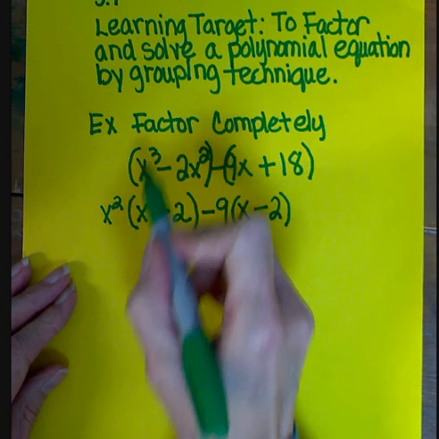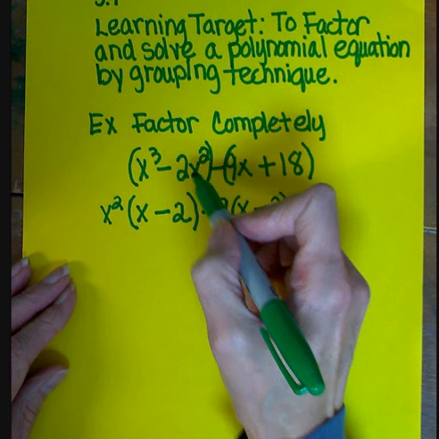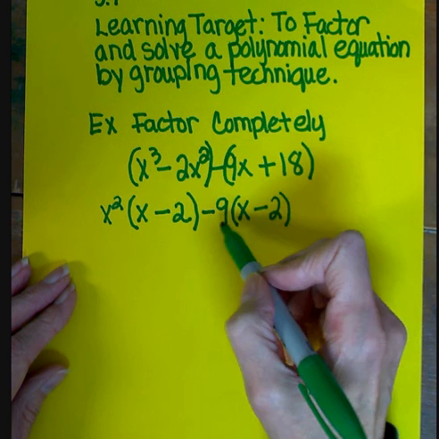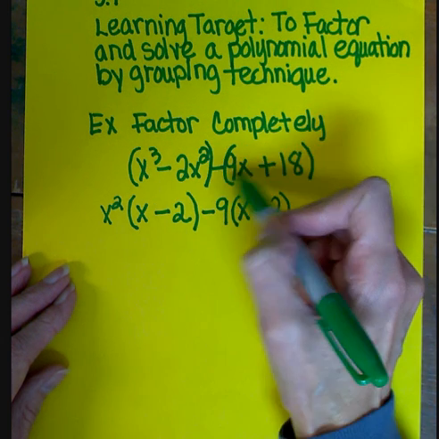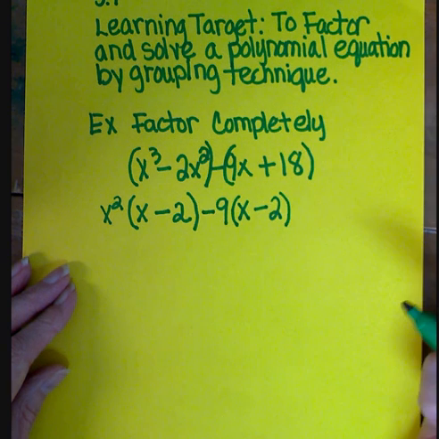x squared times x is x cubed. x squared times negative 2 is negative 2x squared. Negative 9 times x gives me the negative 9x. Negative 9 times negative 2 gives me the positive 18. So we're not quite finished yet.